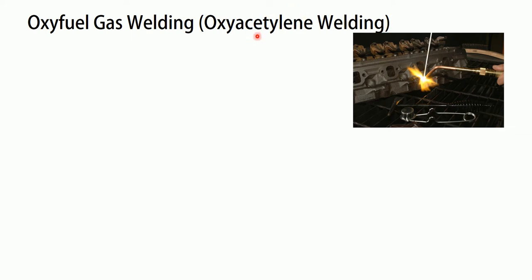The gas which is used for the burning process, or the combustion process, for the generation of heat, is acetylene. So the combustion of acetylene in the presence of oxygen takes place for the generation of heat in this type of welding. That's why it is called oxyacetylene welding.